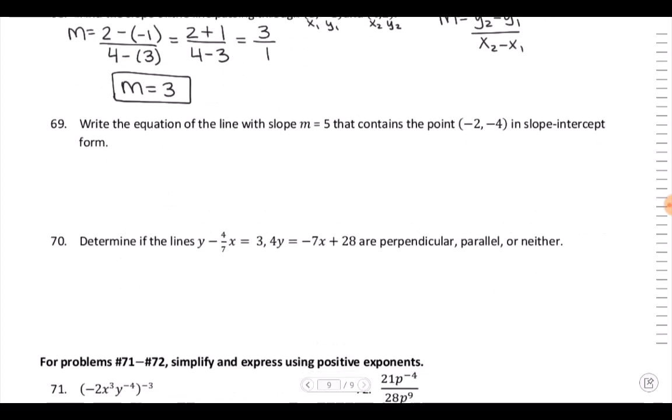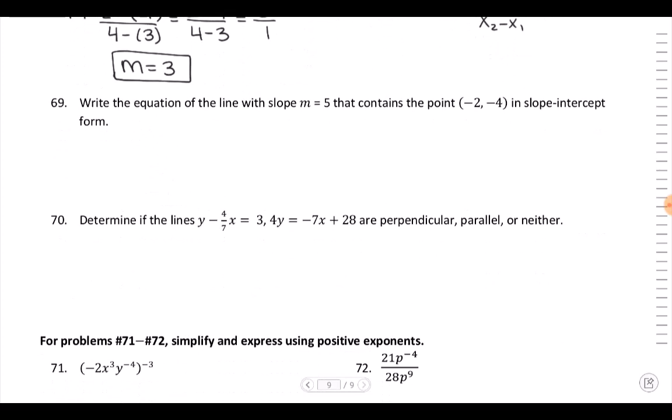Okay, write the equation of the line with slope of m equals 5 that contains the point (-2, -4) in slope-intercept form. So we can use the point-slope formula, which is y minus y1 equals m times x minus x1. And we know that the m here is 5. And my point here is going to be x1, y1. Okay, so y minus y1, which is -4, equals 5 times x minus -2.